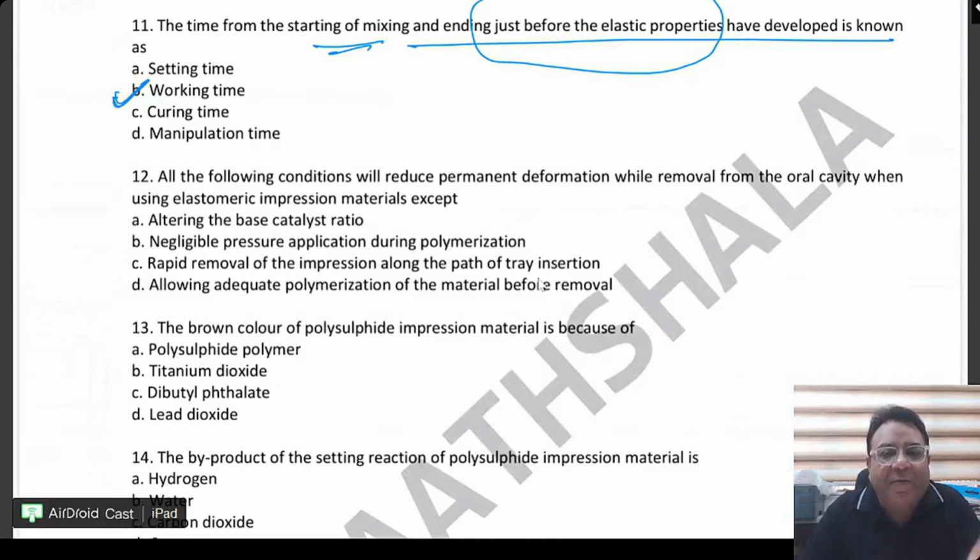Hydrophilic is a different property. Hydrophilic means the material either loves water or does not love water. It is not related to aqueous and non-aqueous. Non-aqueous are those which do not require water, like all elastomers. But amongst elastomers, polyether is hydrophilic.